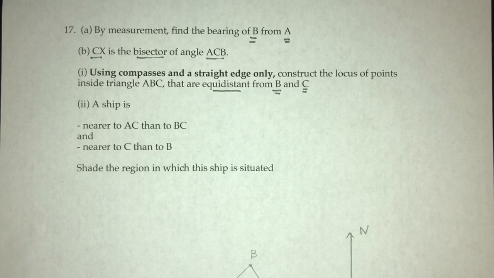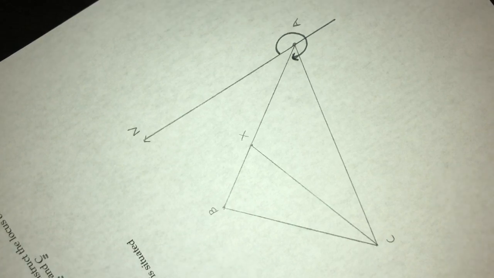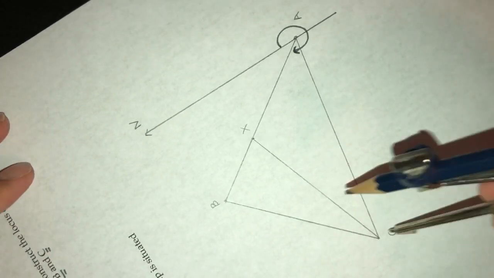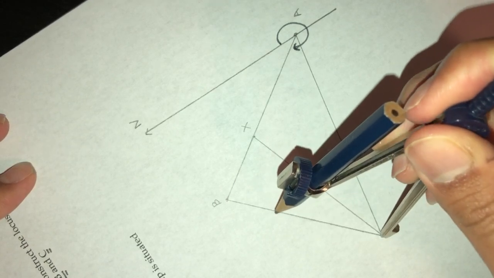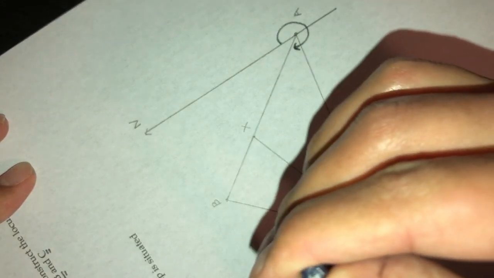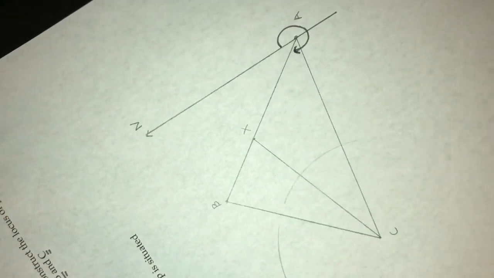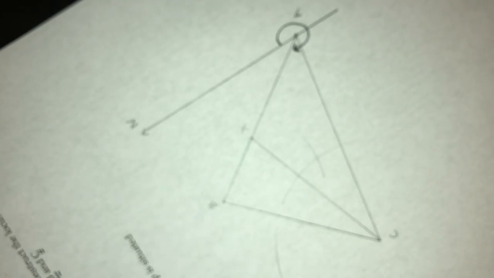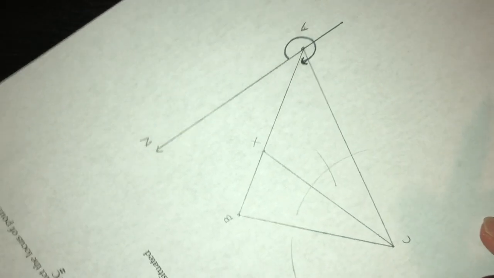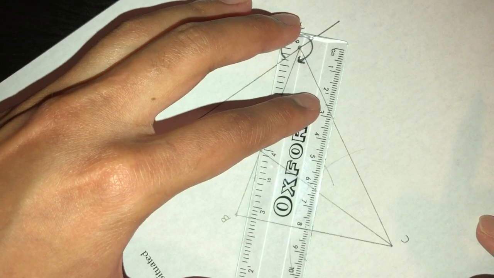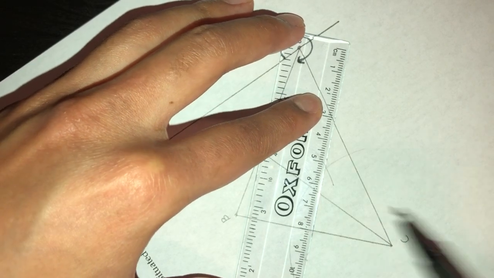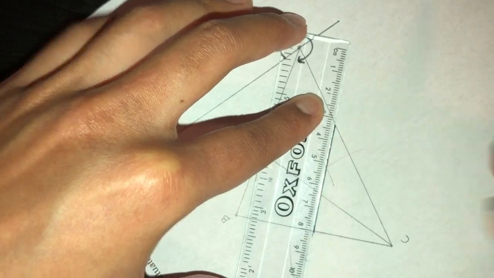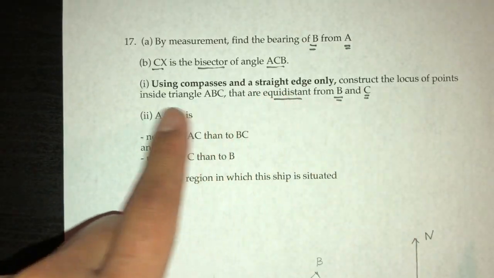Okay, so we have to find the perpendicular bisector of B and C. Pretty easy. You go to this point, B and C. Now we go to point C, measure a distance which is more than halfway, and then draw an arc on both sides. And then we use the same distance, go to point B, and intersect the arcs. As you can see, we have 2 points of intersection, right? Now we join them together to form the perpendicular bisector of the line BC, of course inside the triangle. That's what the question asks, inside the triangle.